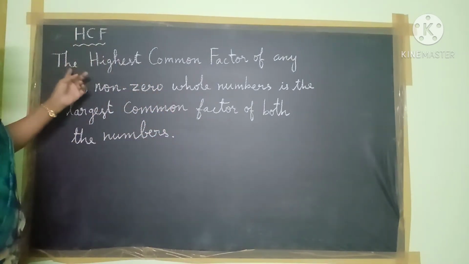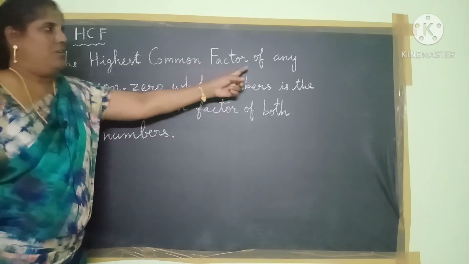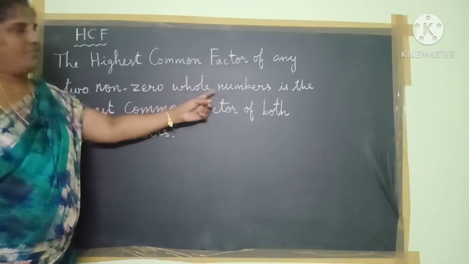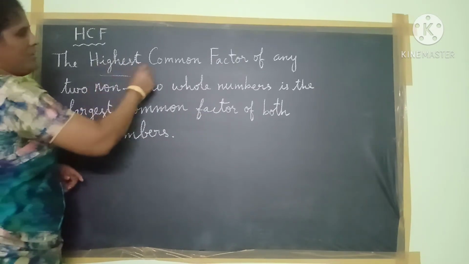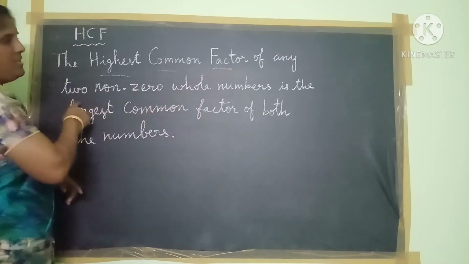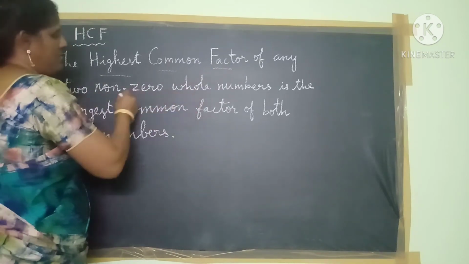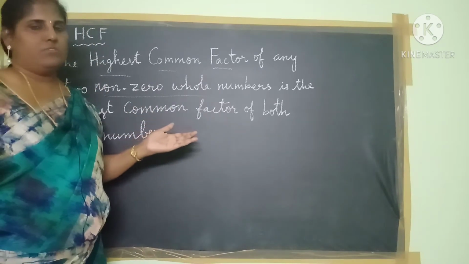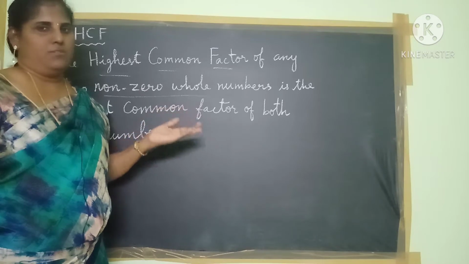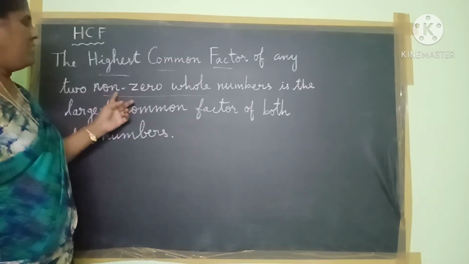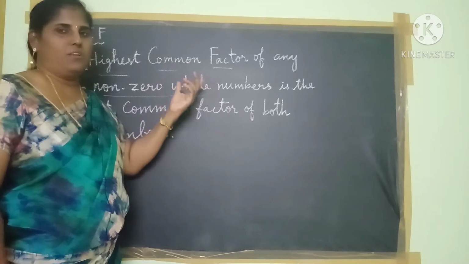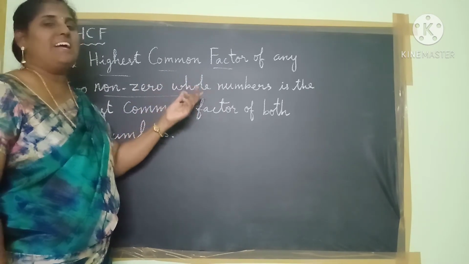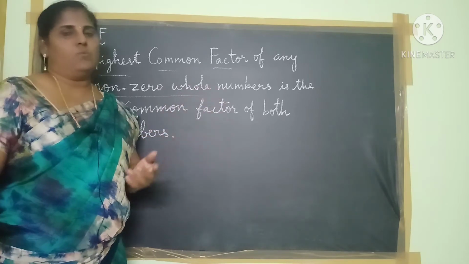HCF means the highest common factor of any two non-zero whole numbers. Non-zero whole number means it will not be a zero, because we cannot divide zero. So it is a whole number, but not zero. A non-zero whole number means a natural number. Natural numbers start with 1, 2, 3, etc.